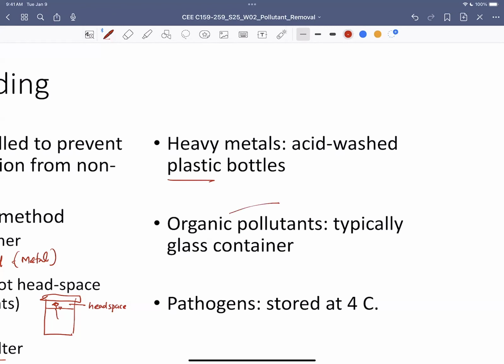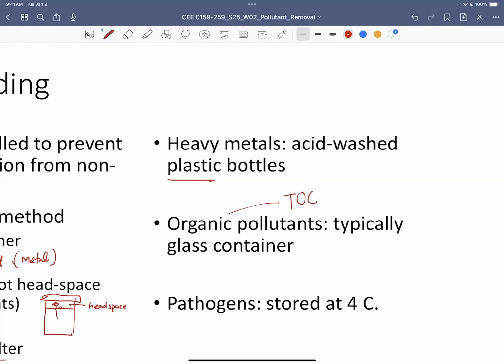So for instance, if you are measuring TOC, or total organic carbon, use glass containers. But if you do use a plastic container, which a lot of times is easier because it doesn't break, so that's why people prefer it, you have to account for how much of those pollutants may have bound to the wall, and that way you can account for that.